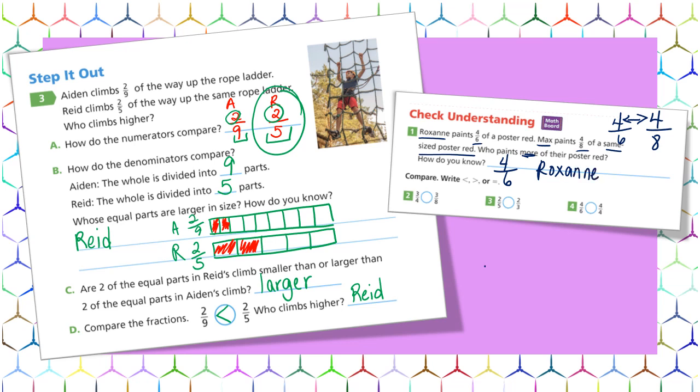And I can make a quick model for you down here. Remember, when you're making your model, they have to be the same size. So for Roxanne, I'm going to divide it into 6 equal parts. And for Max, I'm dividing it into 8 equal parts.